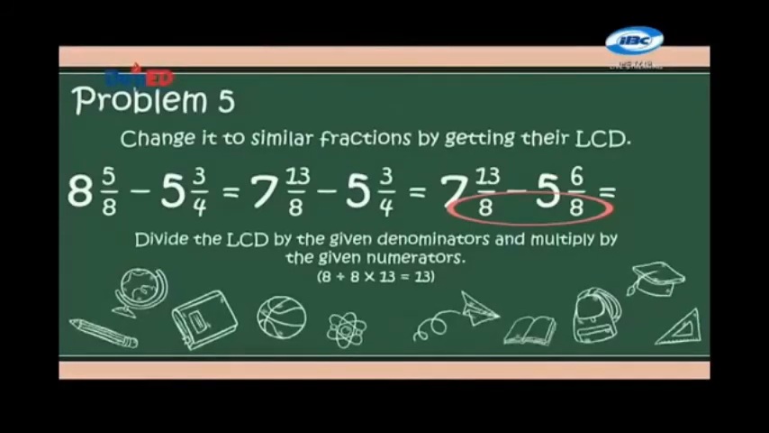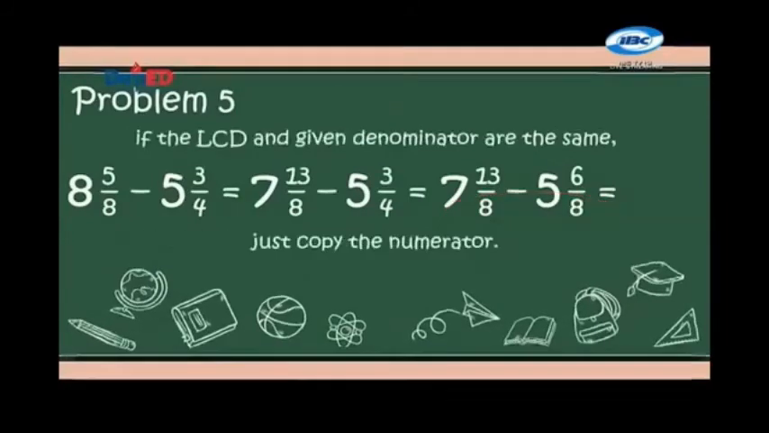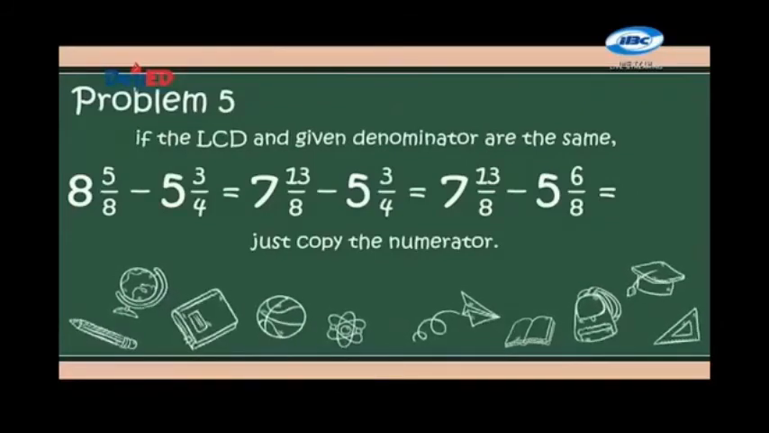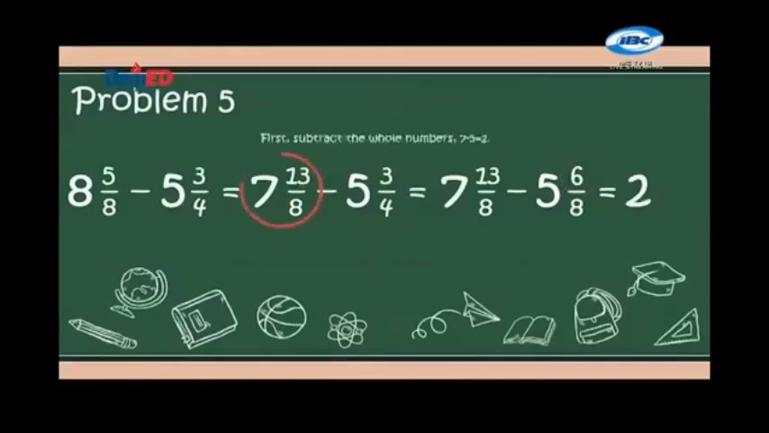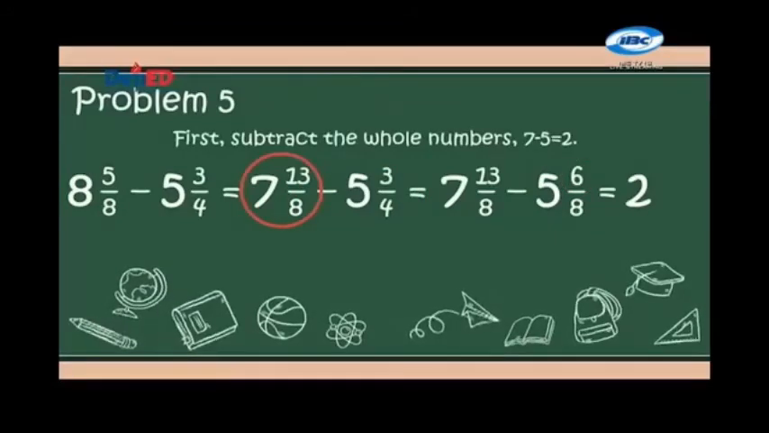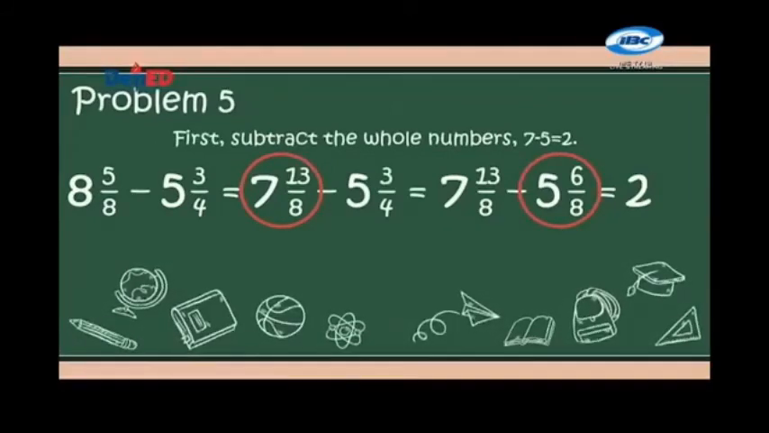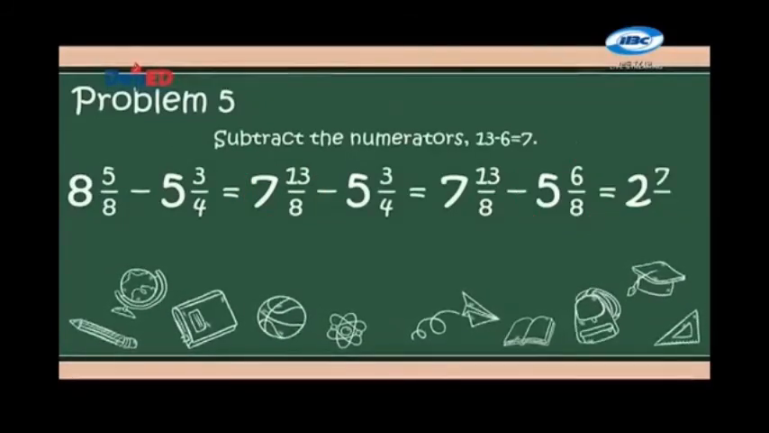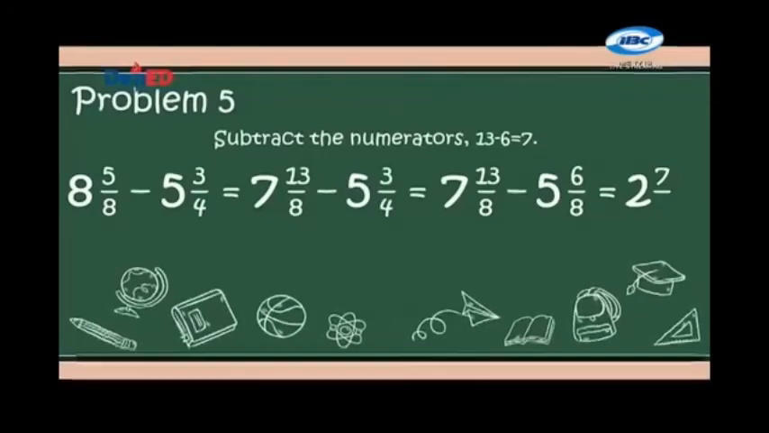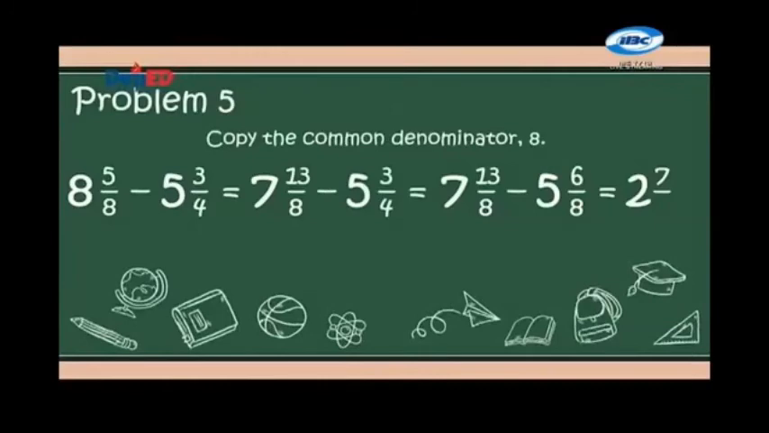Divide the LCD by the given denominators and multiply by the given numerators. 8 divided by 8 times 13 equals 13. Next time, if the LCD and given denominator are the same, just copy the numerator. Next, 8 divided by 4 times 3 equals 6. Copy the whole numbers. So we have 7 and 13 eighths minus 5 and 6 eighths. Subtract first the whole numbers. 7 minus 5 equals 2. Then, subtract the numerators. 13 minus 6 equals 7. And copy the common denominator, 8.